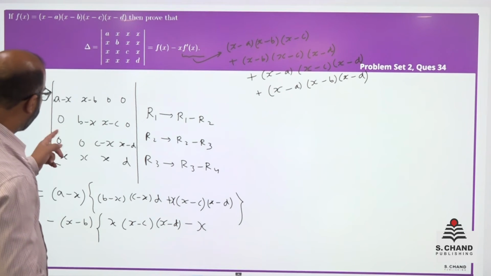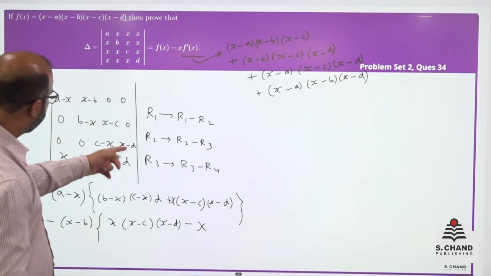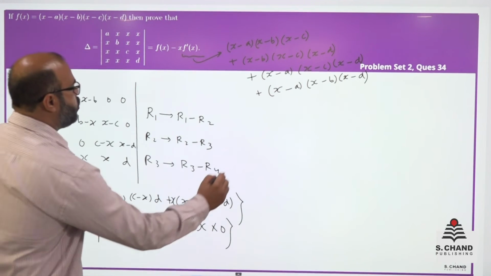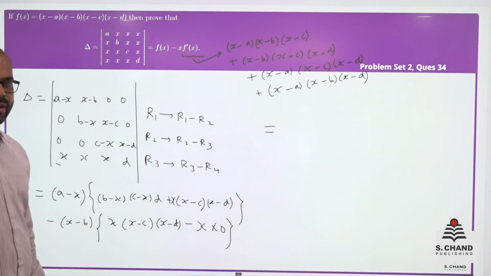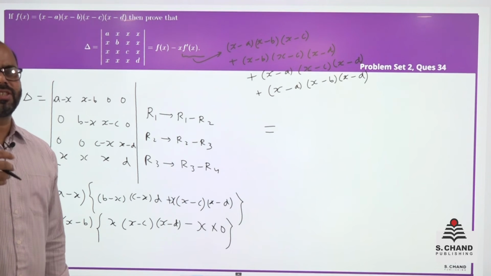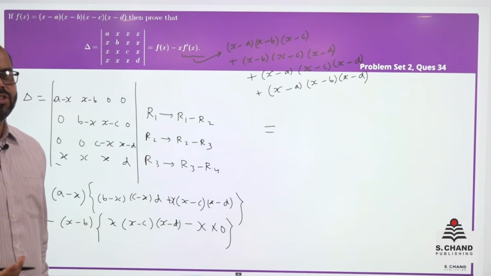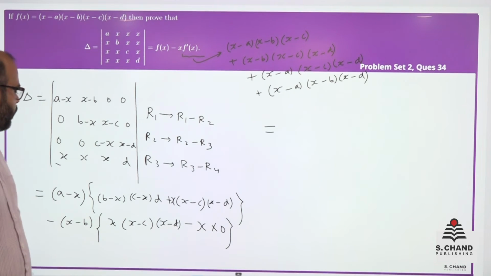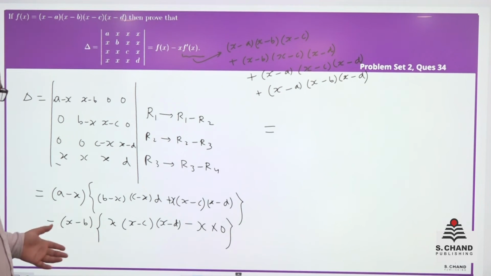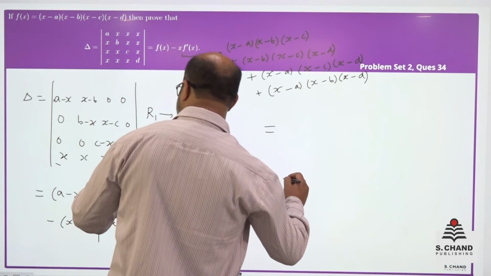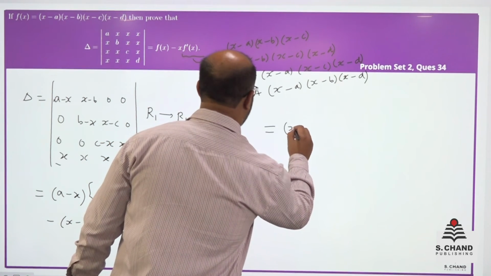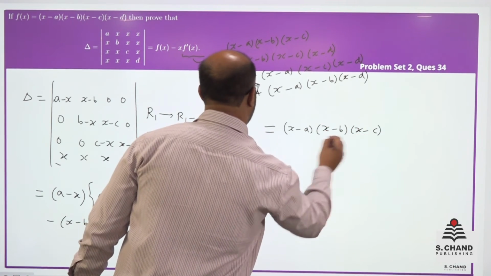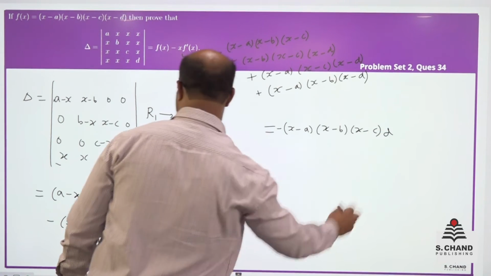So this is eliminated, this, and this is c minus x into 0. So this will be 0. So what will happen? Some of the calculations you have to do mentally also, because there won't be much space in the question paper or answer sheet, and also time is not permitting you to do much of the calculation on paper. So I have done most of the calculation mentally. Now this is a minus x, b minus x, c minus x, which I can write x minus a, x minus b, x minus c, it's the minus sign into d.